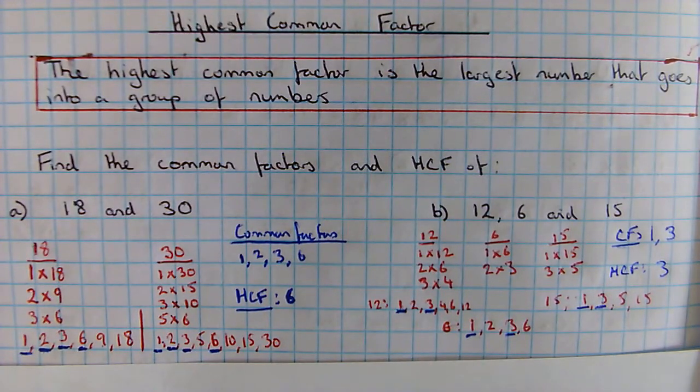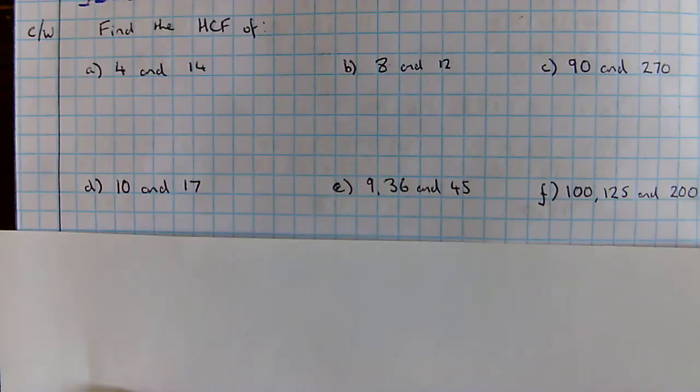Okay, just pause the video there while you take down the examples. And I'd like you please to have a go at these 6 questions. In each of them, I just want you to find the highest common factor. Can you please do that by having a go at listing factors? Again, if you would pause the video, have an attempt at the questions, and then I will go through the solutions.